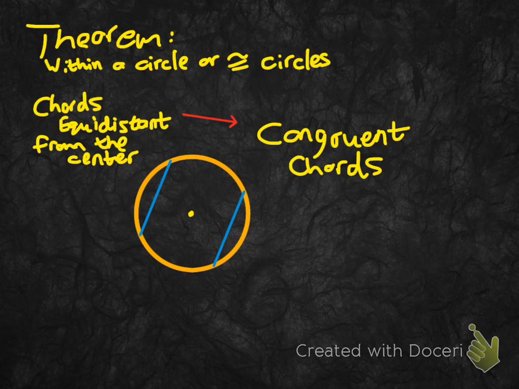I can also go backwards in this. I could say, if I know that the chords are congruent, then, so now it's flipped, if I know this is congruent to this, I can then say that they are both equidistant from the center. So it goes both directions. If you know they're equidistant from the center, then they must be congruent. If you know they're congruent, then they are equidistant from the center. So you should be able to write this as a biconditional statement, which I'll leave you to do later. That would be a good question to put on a quiz, for example. Just throwing it out there.